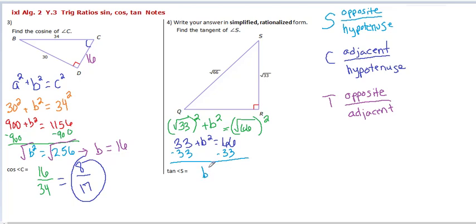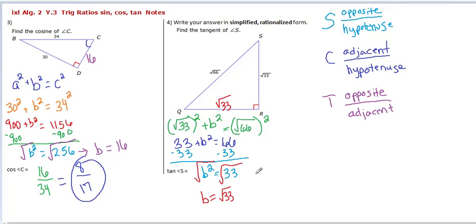Okay, so we're going to subtract the 33 from both sides. And that's going to leave us b squared equals 33. All right. Again, we don't want to know what b is when it's squared. We want to know when it's not. So we will take the root. So b equals the square root of 33. All right. So we know that this leg is the square root of 33.